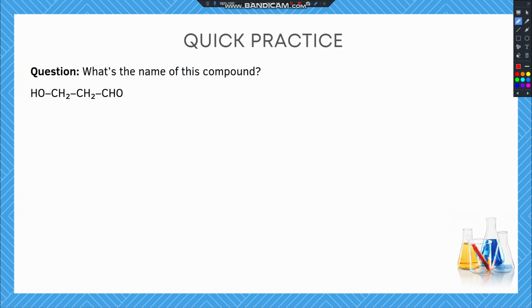Let's redraw the structure. So we have CH2 bonded to this functional group OH, and then we have another CH2, and then it is bonded to another functional group CHO. All right, now, first thing to do is to count the number of carbon atoms that we have, that will give us the parent name of this compound. So we have one carbon atom over here, two carbon atoms over here, three carbon atoms over here. Three carbon atoms tells us that we have the parent name prop.